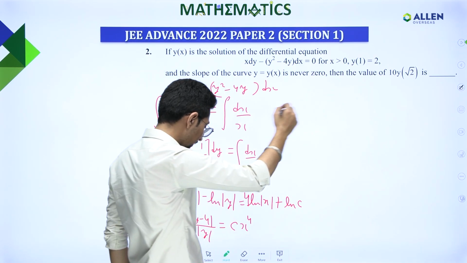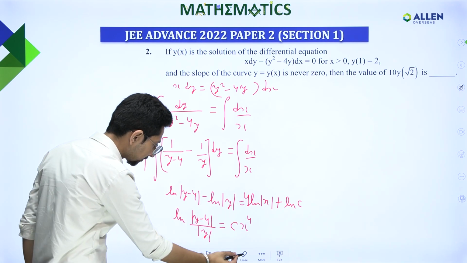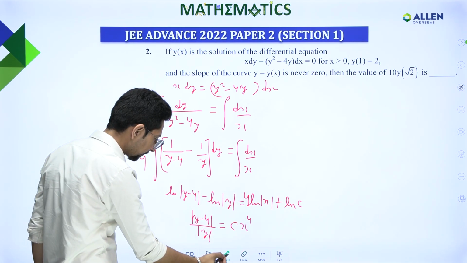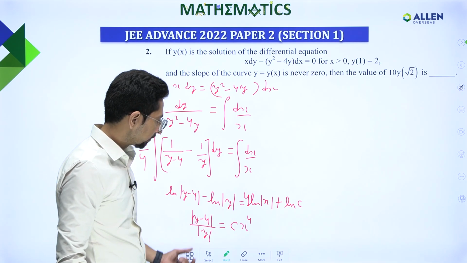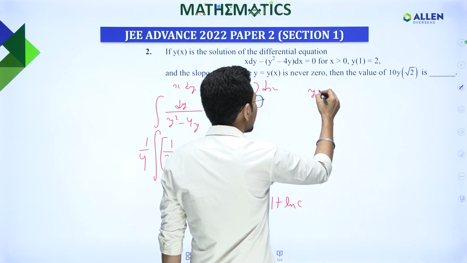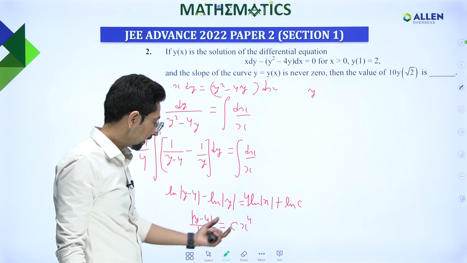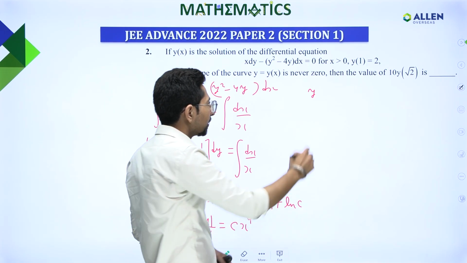So considering this directly, sorry, both sides ln was there, so we are eliminating ln from both the sides, right? Now considering with respect to mod values, what this will be? Mod y minus 4, right? Mod y minus 4 is c x power 4 into mod y.